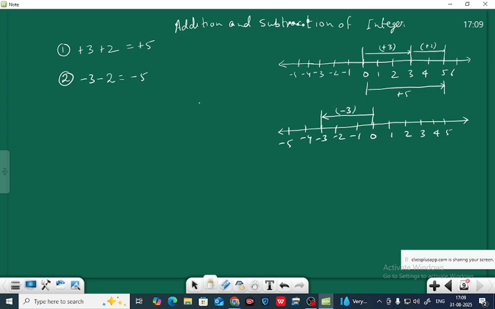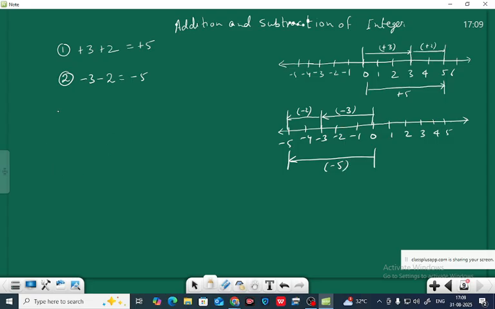And after that, 1, 2, this is minus 2. And you see here we got the final minus 5. Therefore the resultant is minus 5. You see, this is the resultant and that is minus 5. Therefore minus 5 is the answer.